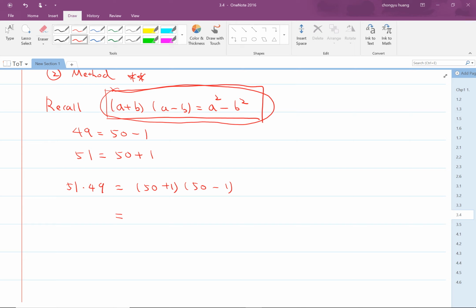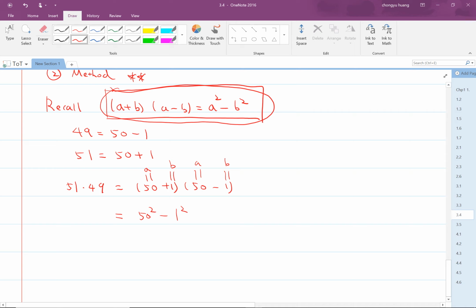So okay, let me show you a little bit of detail. 50 is equal to a over here and 1 is equal to b. Now it's much more clear. We have a plus b multiplied by a minus b, and 51 multiplied by 49 is actually 50 plus 1 and 50 minus 1. So we are able to apply the property over here. The property says it is equal to a squared minus b squared, so it's equal to 50 squared minus 1 squared.